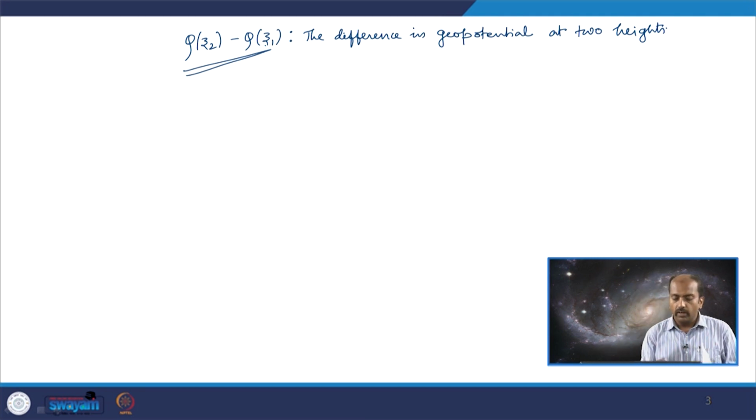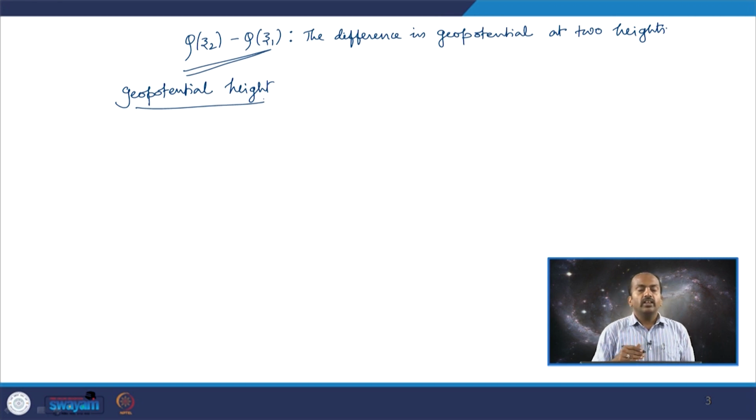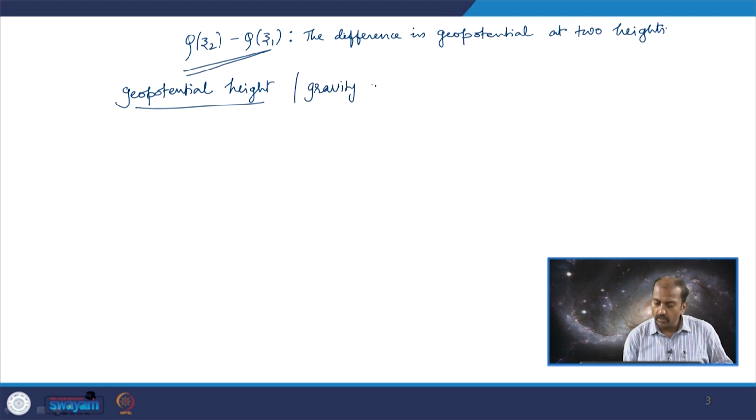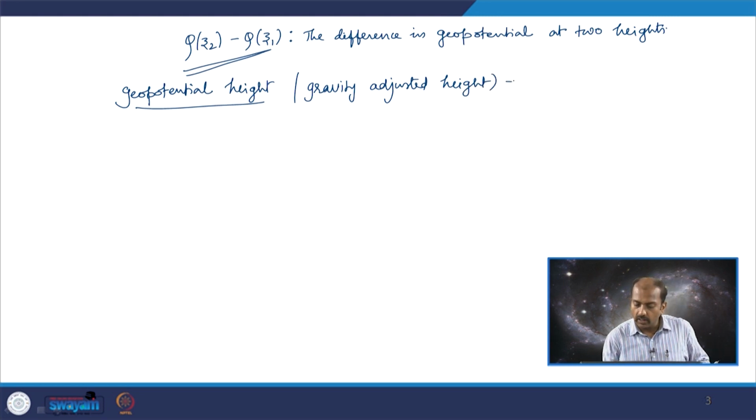Now at this point, we have seen what is geopotential, we will now introduce what is called the geopotential height. So what is geopotential height? Geopotential height is the height of a particular value of potential, or the height of a particular pressure surface which is normalized with respect to the gravity at the sea surface. Or this geopotential height is also called a gravity adjusted height.